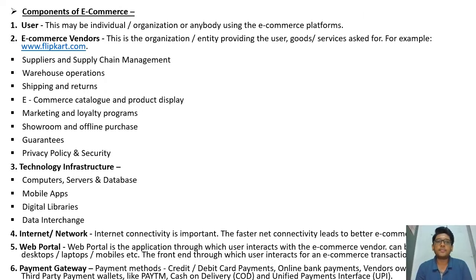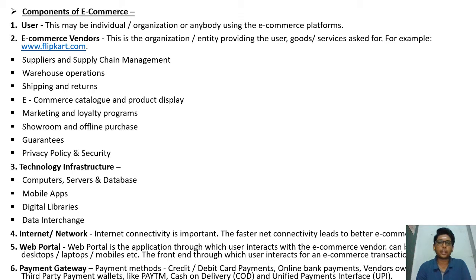Warehouse operations. These warehouse operations are where the goods are stored by the vendors. There will be several warehouses in different locations as per the vendors. We have shipping and returns. Suppose we get a product, it is shipped to us and we don't like the product or the product is damaged. We have to return the product. So we will give a return to the vendor and ask for a return or a money refund.